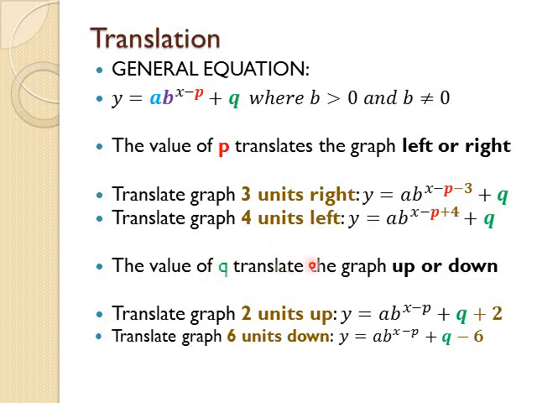Right, the value of q translates the graph up or down. So if I want to translate or move the graph 2 units up, by q I'd simply have plus 2. 6 units down, there by q I would have negative 6.